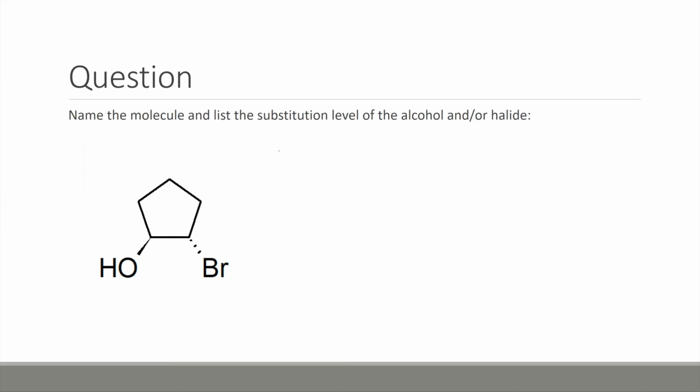Now, if I was to draw this the same way, but with no wedges and dashes, I'm not telling you the potential positioning of these atoms in space. So you can't determine its specific chirality or its rotation, whether it's R or S, because I haven't given you spatial information. You need to know spatial information to figure out its rotation. You could still name this compound, you just would not include R or S determination.